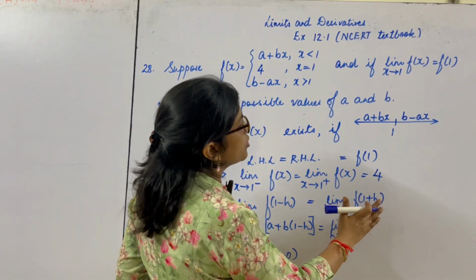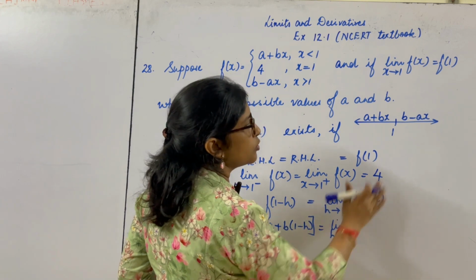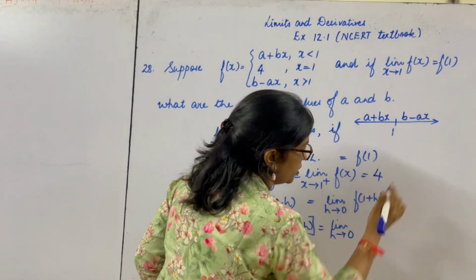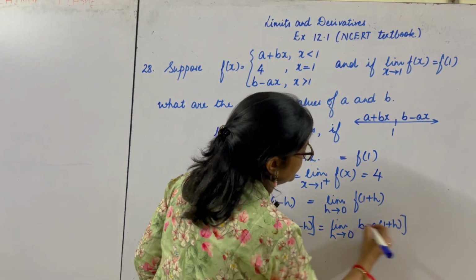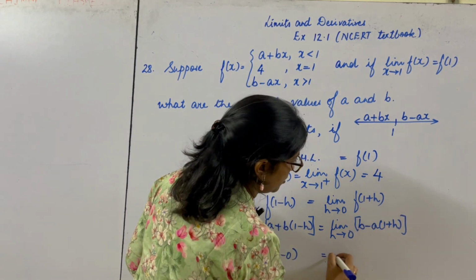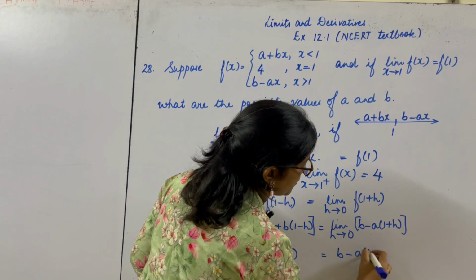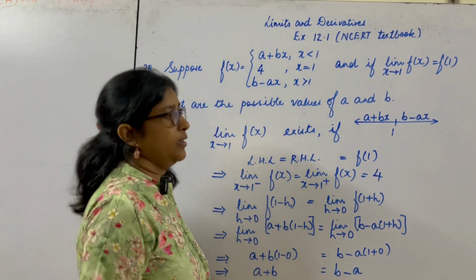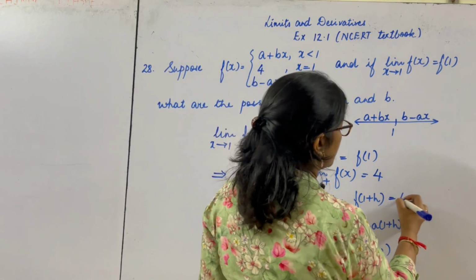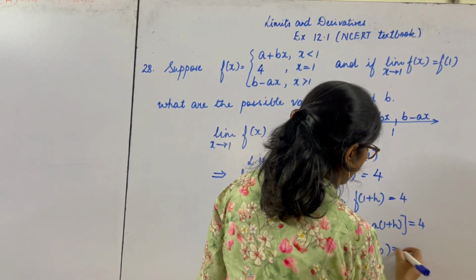Wherever x, now, because we are looking for values bigger than 1, go to the function which is bigger than 1 and put x as 1 plus h. Put h tends to 0. That is, wherever h is 0, you have b minus a. And this is equal to 4.